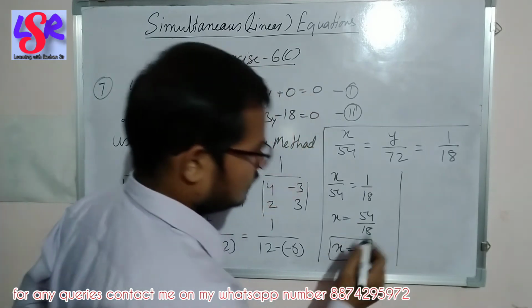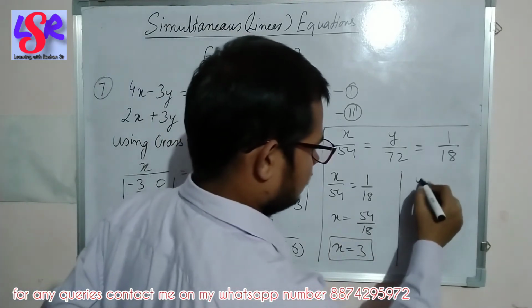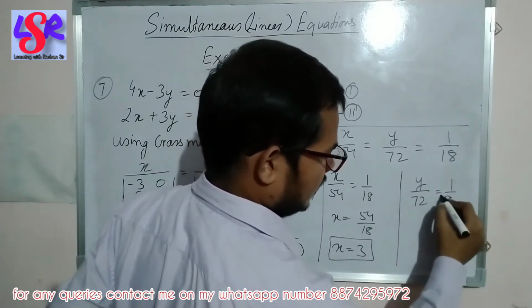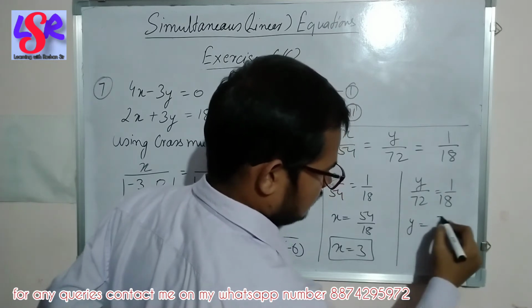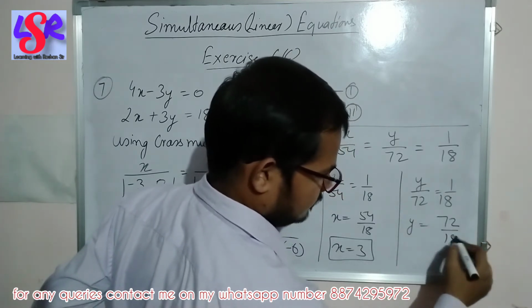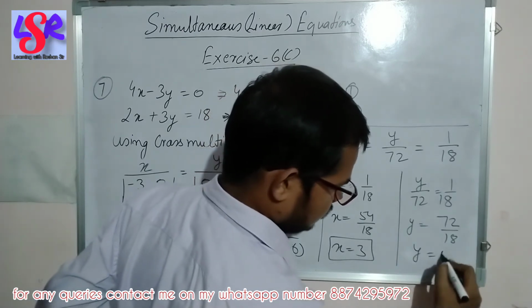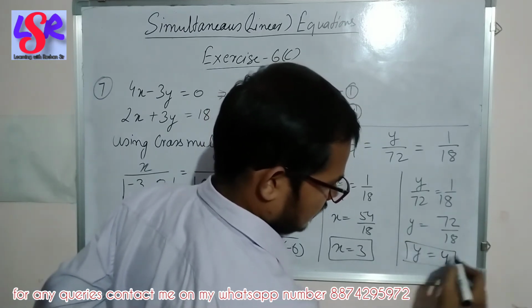And then we go for the y, and this will become y upon 72 equals to 1 upon 18. So the y equals to 72 by 18. So the y equals to 4 as answer.